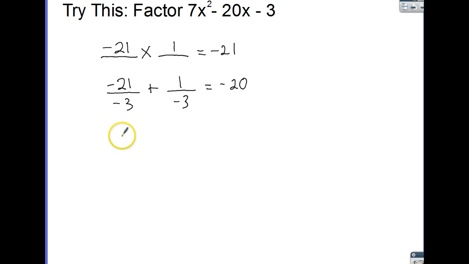Reduce: two negatives make a positive. 21 over 3 is 7, or 7 over 1. And then 1 over negative 3. It's not going to reduce. This becomes 7x plus 1. This fraction becomes 1x minus 3. Next problem.